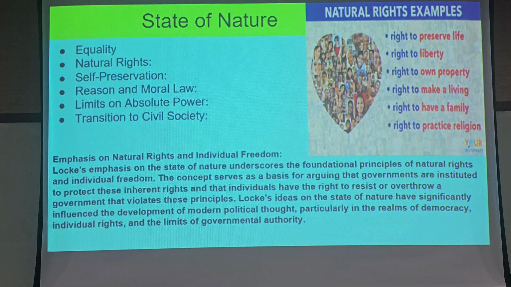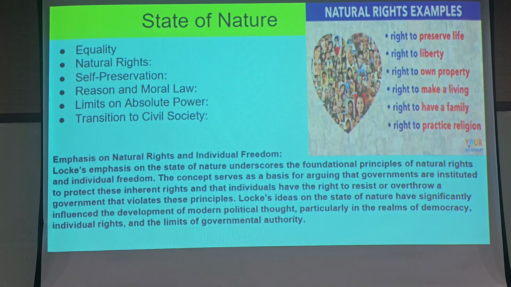Emphasis on natural rights and individual freedom. Locke's emphasis on the state of nature underscores the foundational principle of natural rights and individual freedom. The concepts serve as a basis for arguing that governments are instituted to protect these inherent rights, and that individuals have the right to resist or overthrow a government that violates these principles. Locke's ideas on the state of nature have significantly influenced the development of modern political thought, particularly in the realms of democracy, individual rights, and the limits of governmental authority.